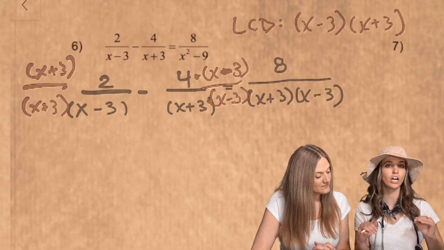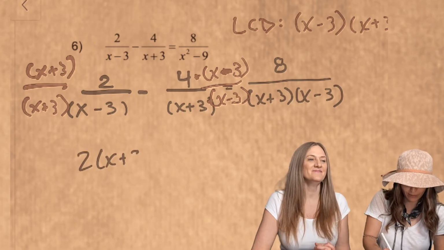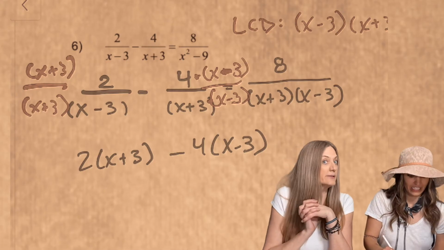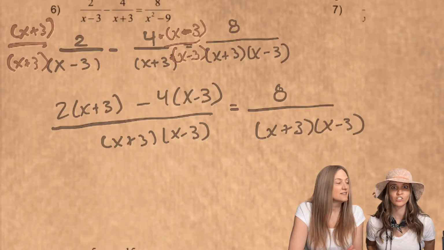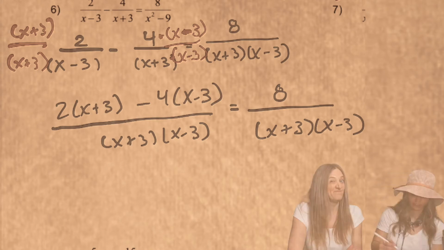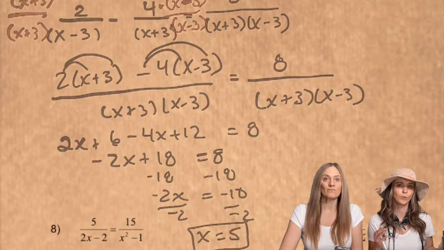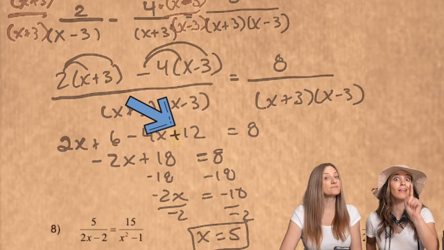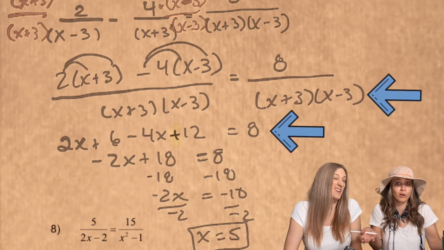Okay, gonna be extra cautious here as I pull these together. Distribute, distribute. 2 times x plus 3 minus 4 times x minus 3. Watch that minus. All divided by that least common denominator. Let's distribute and solve. Watch out for that minus sign. Look at that numerator. When I distributed that negative 4, notice I got negative 4x plus 12. Then I dropped my denominator because it was the least common denominator. I knew it was going to multiply out.